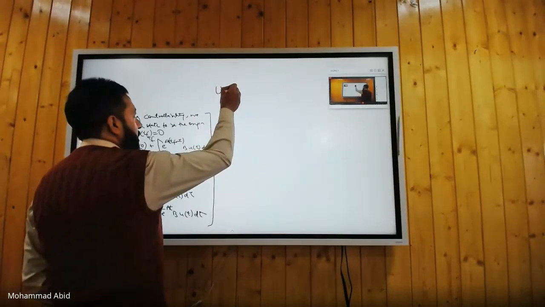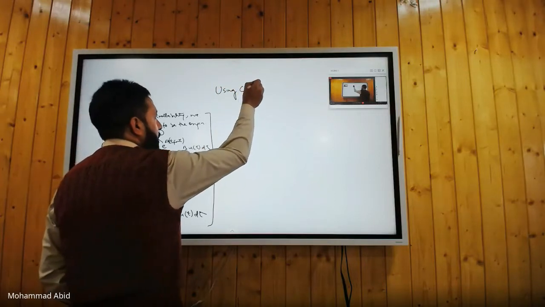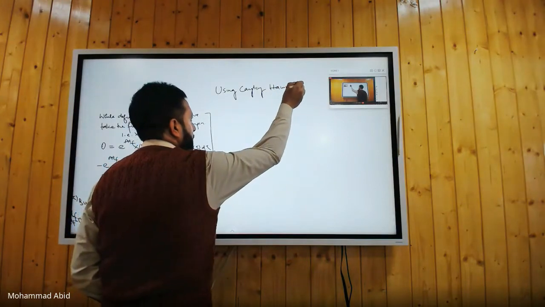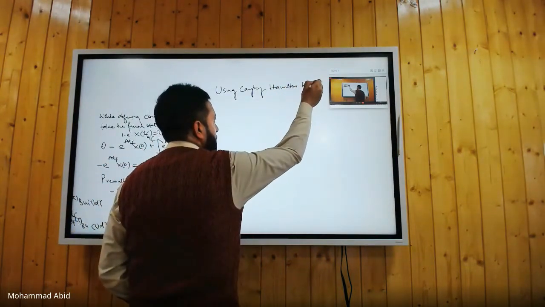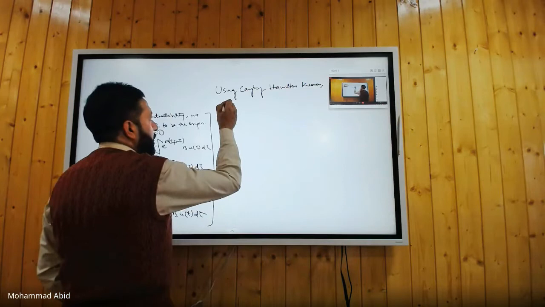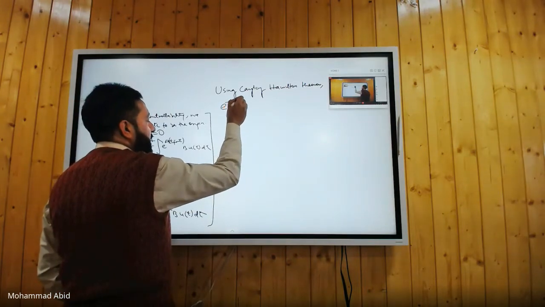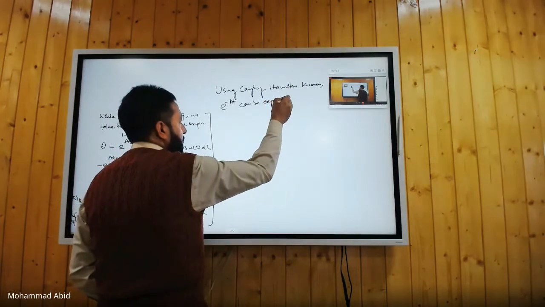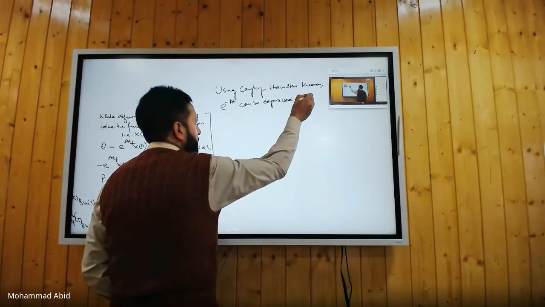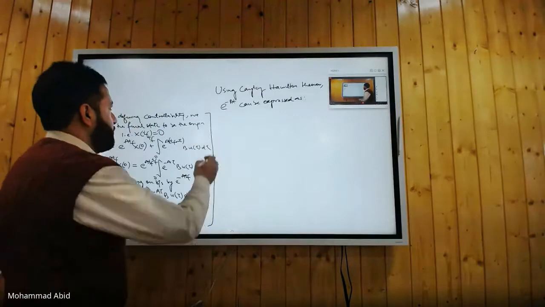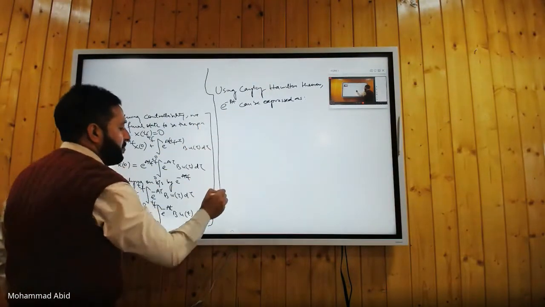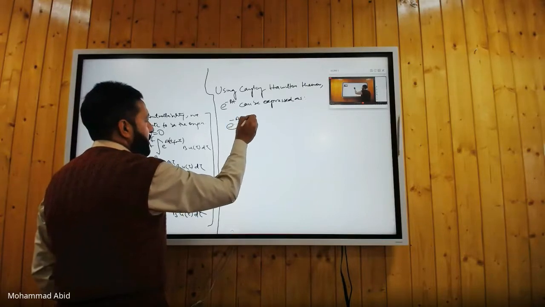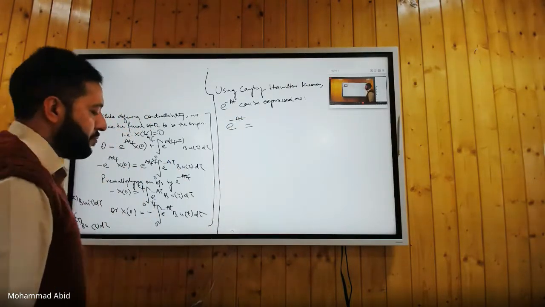Using Cayley-Hamilton theorem, e to the power minus At can be expressed as... yes, anybody? We've already had the exam on this. So how can you express e to the power minus At using Cayley-Hamilton theorem?